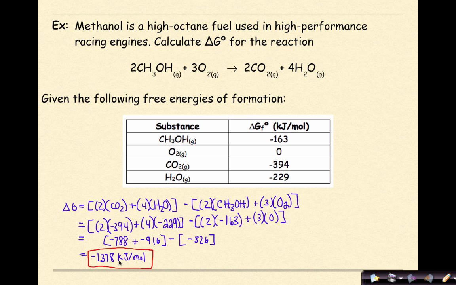And that summarizes a number of different ways of how to find free energy under standard conditions.